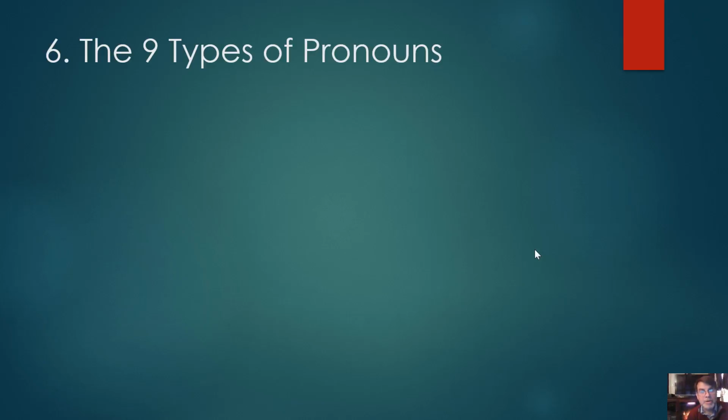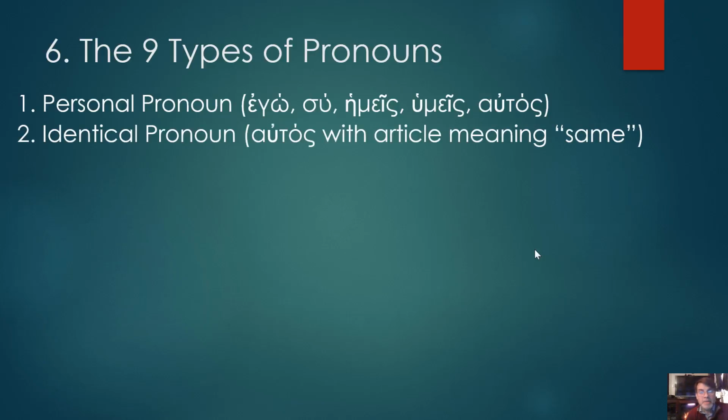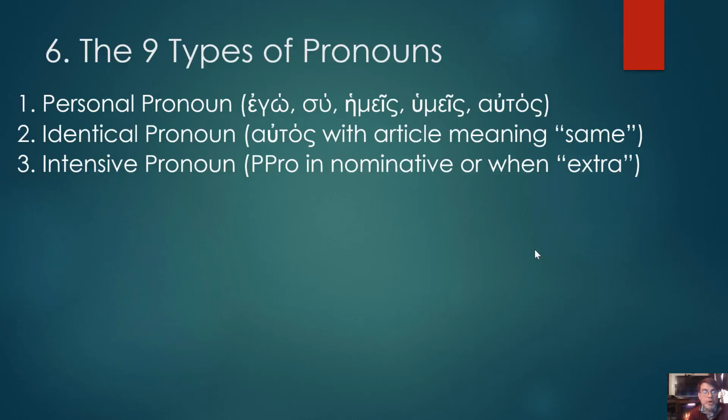A pronoun is a word that stands in place of a noun, and there are, unfortunately, 9 different types of pronoun in Greek. The most important is, of course, the personal pronoun, and I have them here in their nominative forms: I, you, we, y'all, and he. Those are personal pronouns. Now, if you put the word the on autos, then it becomes same. Autos with an article on it means same. Sometimes we call that a different pronoun. The identical pronoun, it's not really a different word, but we can call it identical pronoun if you really want to.